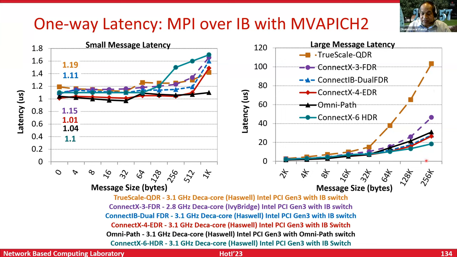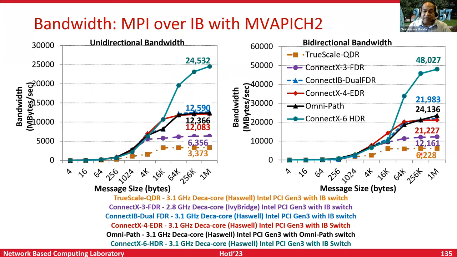So here you see HDR gives you the best performance, because for large messages I'm trying to send, the better bandwidth gives me the reduced latency. And this is much more apparent here. These are the unidirectional bandwidth and bidirectional bandwidth. Here you can see a clear slab. This is QDR, FDR, and this is the HDR that goes to around 25 gigabytes per second. If you multiply by 8, it's 200 gigabits per second, and bidirectional comes closer to 400 gigabits per second.